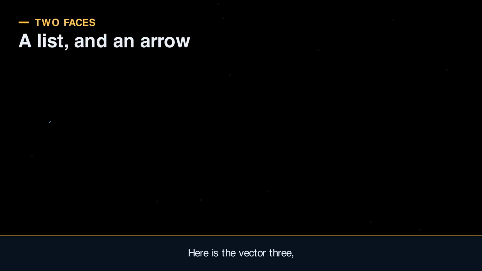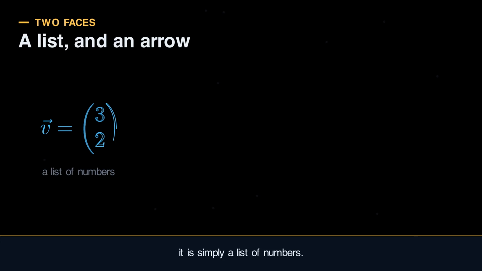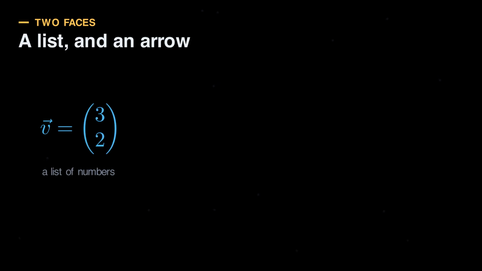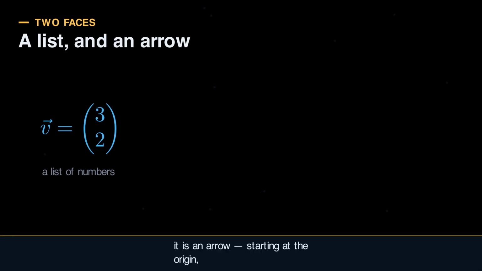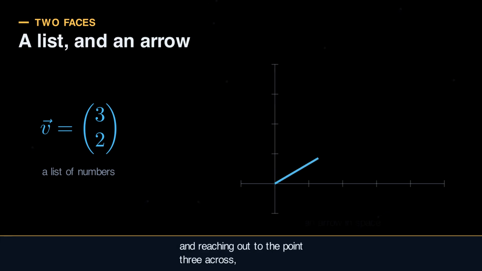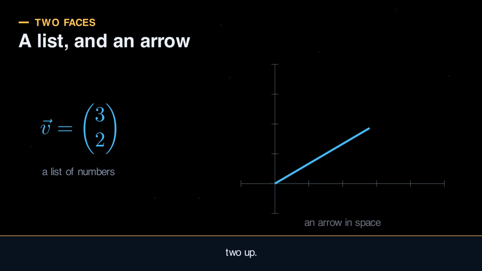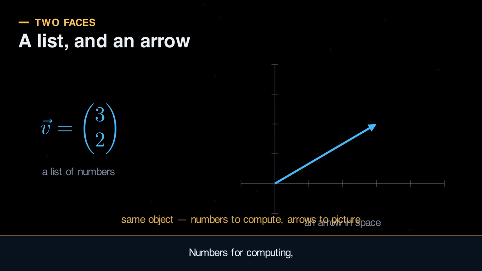Here is the vector (3, 2). Face 1: it is simply a list of numbers, 3 and 2. Face 2: it is an arrow starting at the origin and reaching out to the point 3 across, 2 up. A list and an arrow. The same object, two ways of seeing it: numbers for computing, arrows for intuition.